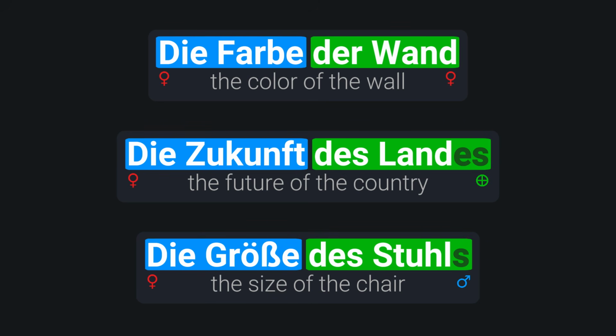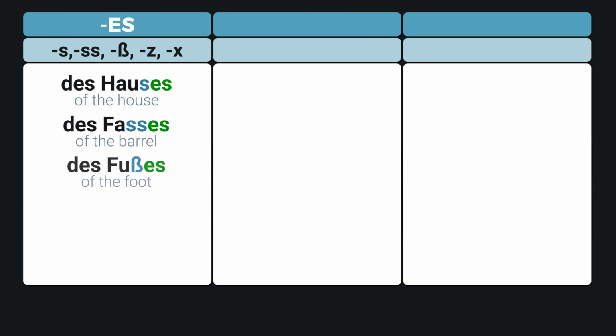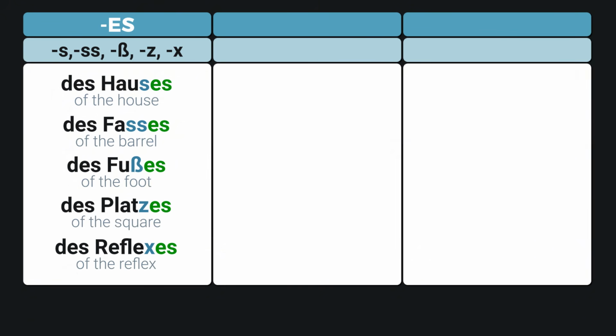But now you could ask, wait, when do I actually need to add ES and when just an S? Well, it's a bit chaotic, but let's take a look. First, you have to add ES if the noun ends in any of these consonants: S, double S, SZ, Z, or X. For example, des Hauses, des Fasses, des Fußes, des Platzes, or des Reflexes. Exceptions are nouns ending in ismus, the German counterpart of the English ism, and some scientific words with an X at the end, where you don't add anything. Das Ende des Kapitalismus, not des Kapitalismuses.